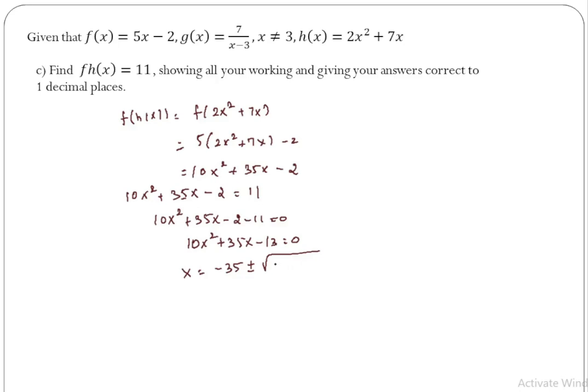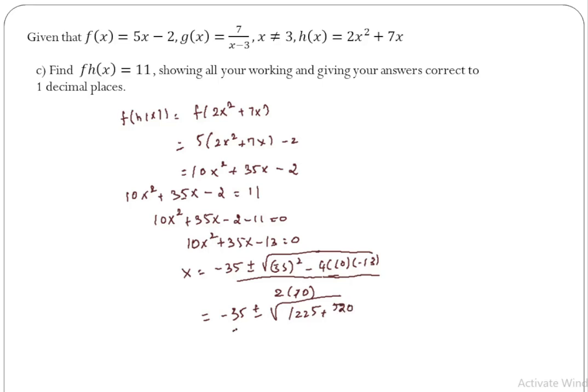x equals minus b plus or minus square root of b squared minus 4ac, divided by 2a. Okay, shall we count? Yeah. Minus 35 plus or minus the square root of 35 squared, whose value is 1225, plus 4 times 13 times 10, which is 520, divided by 20.